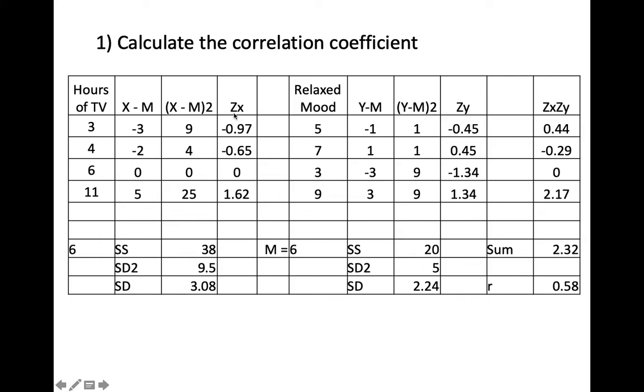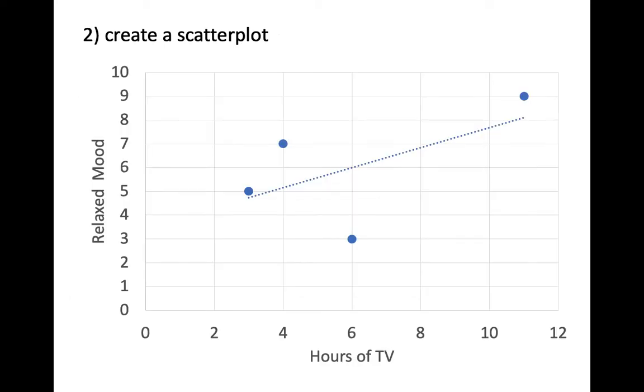So once we determine Zx and Zy, we're just going to take the cross product of those two. Again, this is just literally taking Zx times Zy to get the cross product. We take the sum of the cross products, and then we divide the sum of the cross products by the number of pairs of scores, which is in this case 4, and that gives us our correlation. So a correlation of 0.58, what we can see is that there is a strong positive association between the number of hours of TV that people watched and the extent that they report that they're in a relaxed mood.